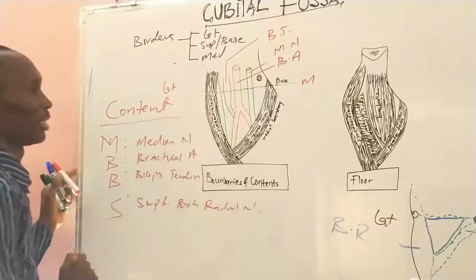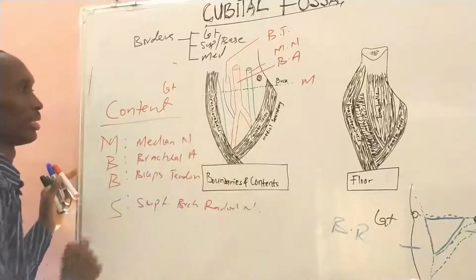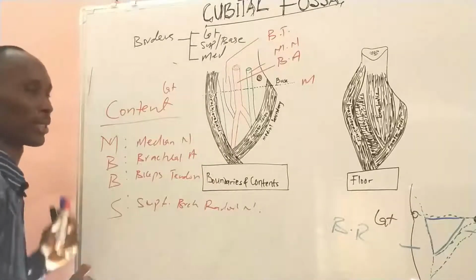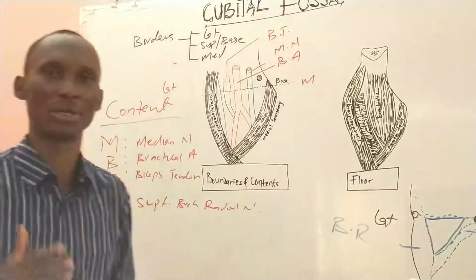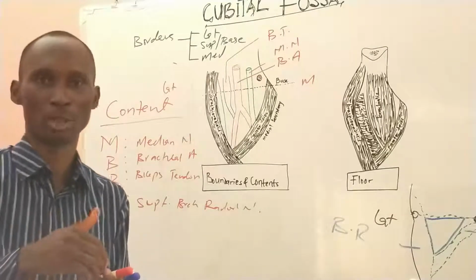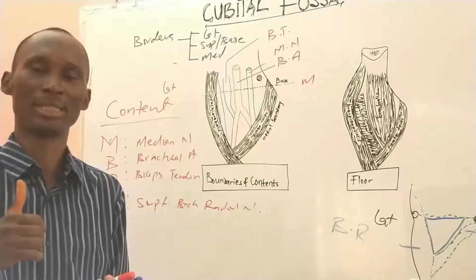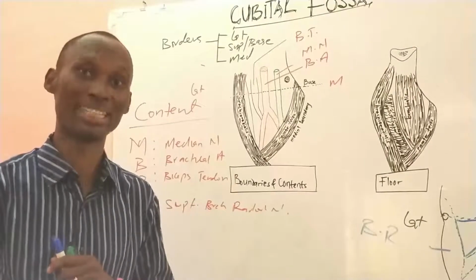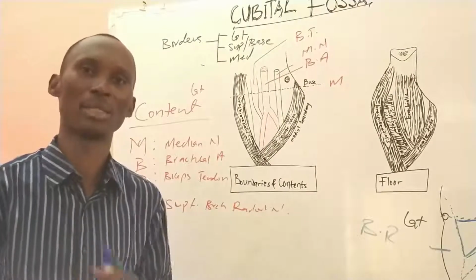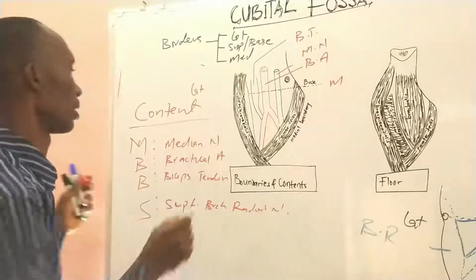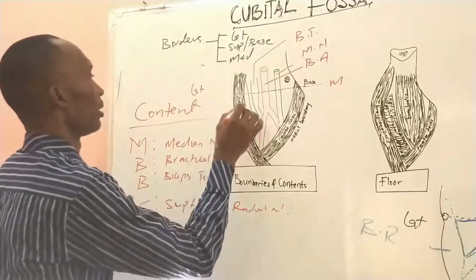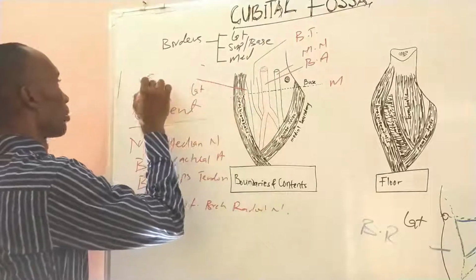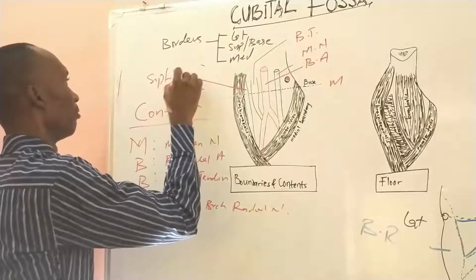actually overlapped by brachioradialis. It's not as clear as it is in this diagram. In fact, in life, you need to pull brachioradialis a little laterally to be able to see the superficial branch of the radial nerve. So that is the radial nerve at this point, superficial branch of radial nerve.